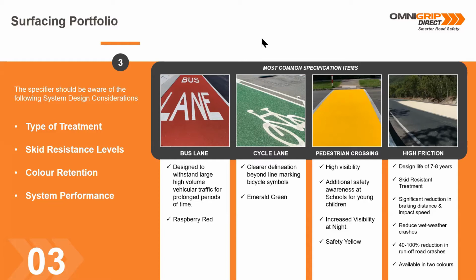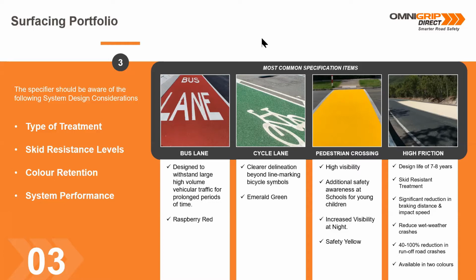So this is the traffic delineation component utilising the colour spectrum that's universally recognised for buses, cycle lanes and pedestrian crossings alike. And fourthly, it's the system performance. So how long is the system required to last for in line with the associated specification? Very, very important. Now, the most common specification items are shown on the screen, and I'll quickly walk you through these before handing back over to Louis.